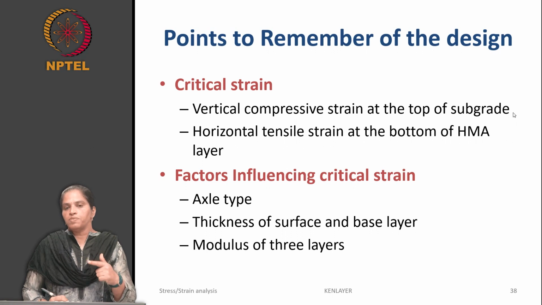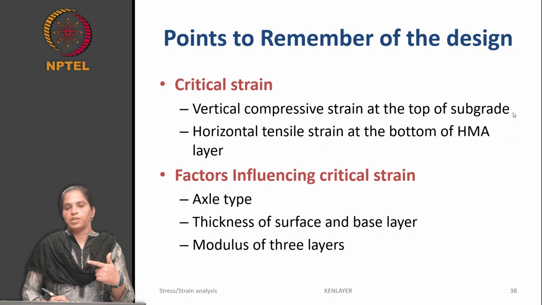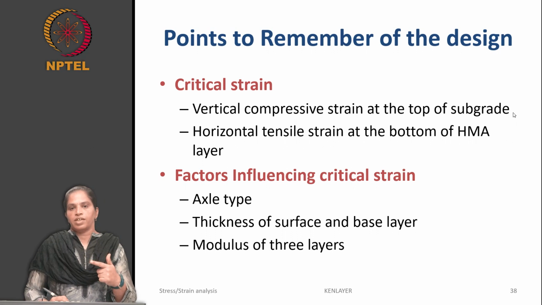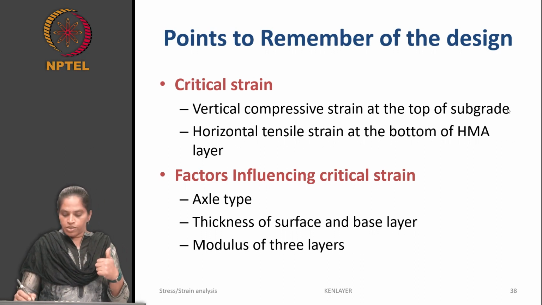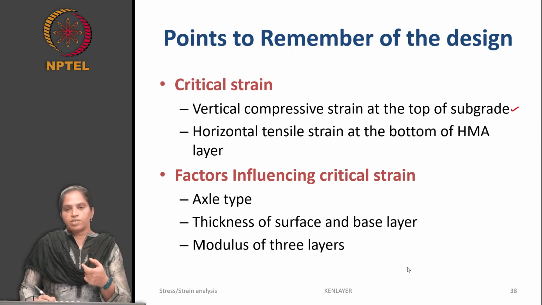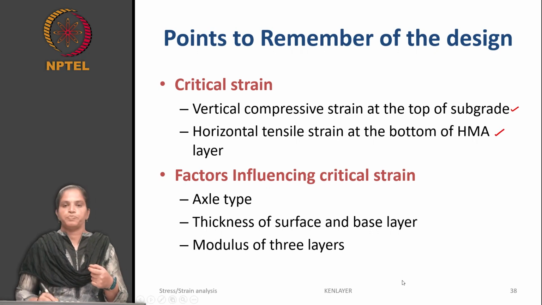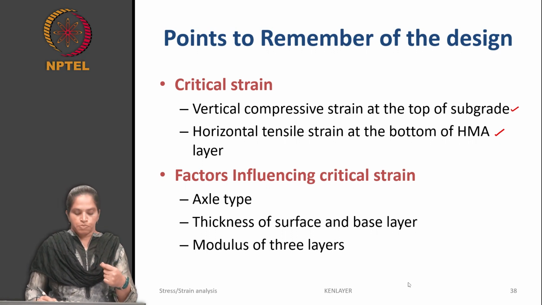We also know now that there are at least 2 critical locations in a bituminous layer. One is at the top of a subgrade layer where the vertical compressive strain induces rutting in the subgrade layer. The second one is at the bottom of an HMA layer where the tensile strain at the bottom of an HMA layer induces fatigue damage. So these are the 2 critical locations for rutting and fatigue damage.